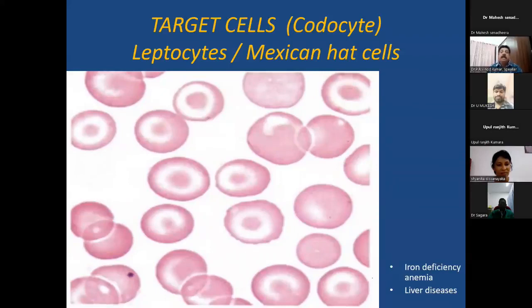And another thing is that iron deficiency anemia is not so common in dogs, but it is very common in piglets. So we are not dealing with piglets. We are dealing with dogs and cats. So in dogs and cats, if you are looking at a blood smear like this, and if you see codocytes or leptocytes or Mexican hat cells, you can say the anemia is due to iron deficiency.